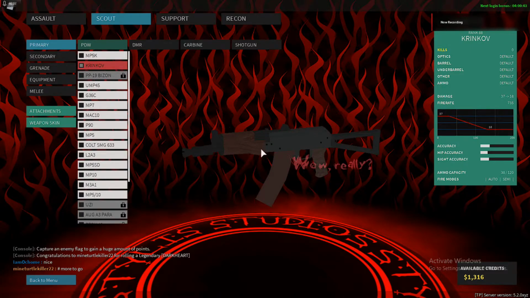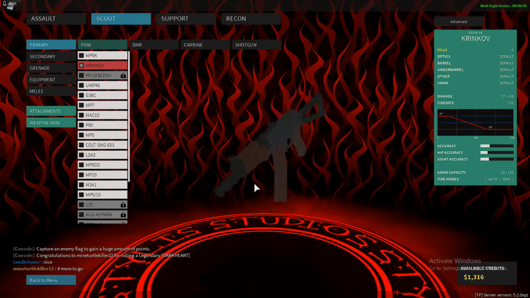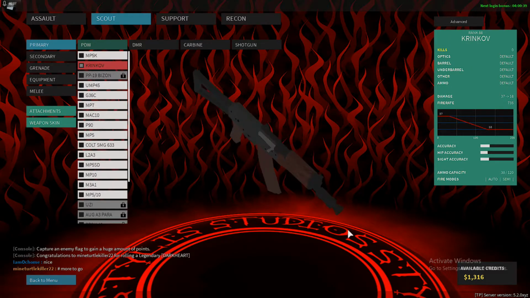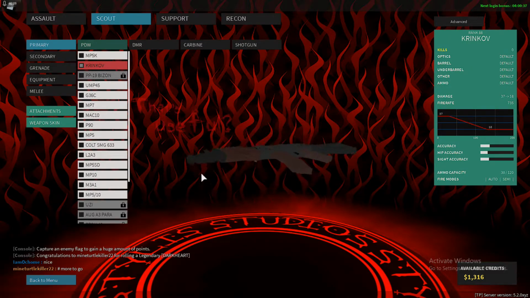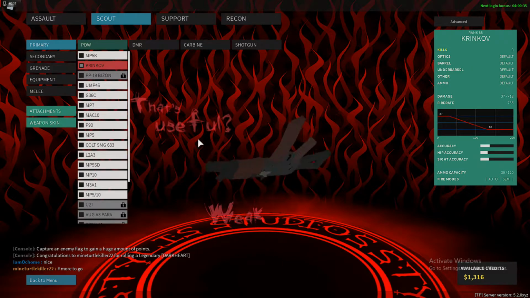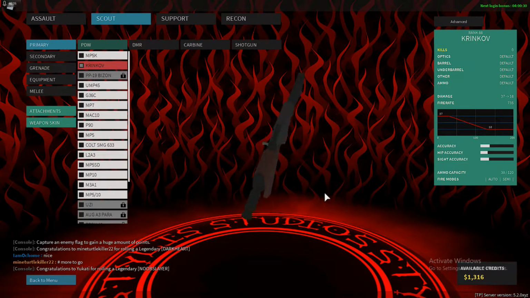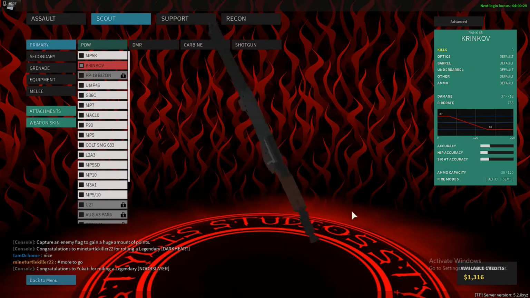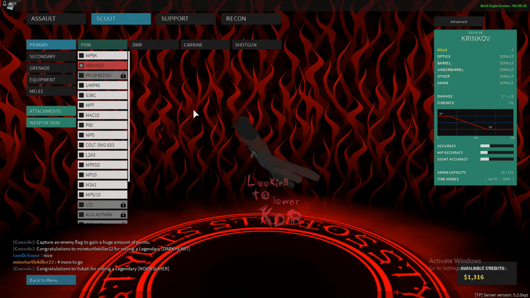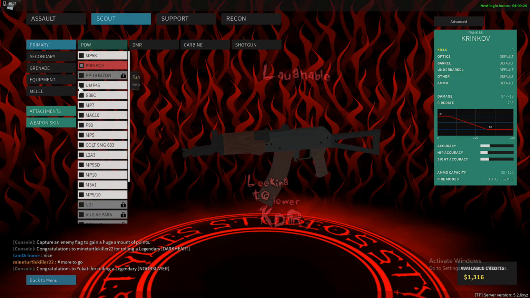Hey you, yeah you. You're looking at the Krinkov and you're like, I really like this. This looks like a really good PDW, right? Well, you're not mistaken. It is a really good PDW, but sadly, you don't have enough money to buy it even in the test place. But luckily, here at Stylus Studios, we have just the solution for you.